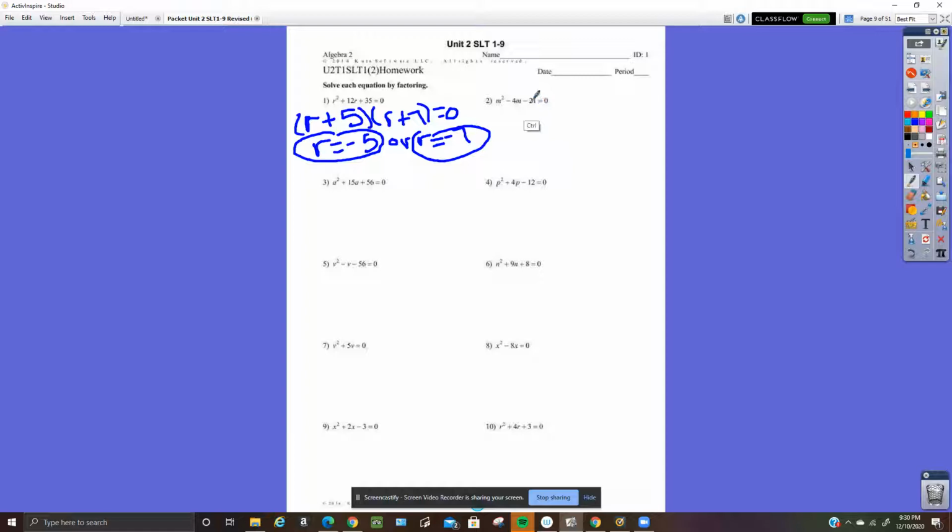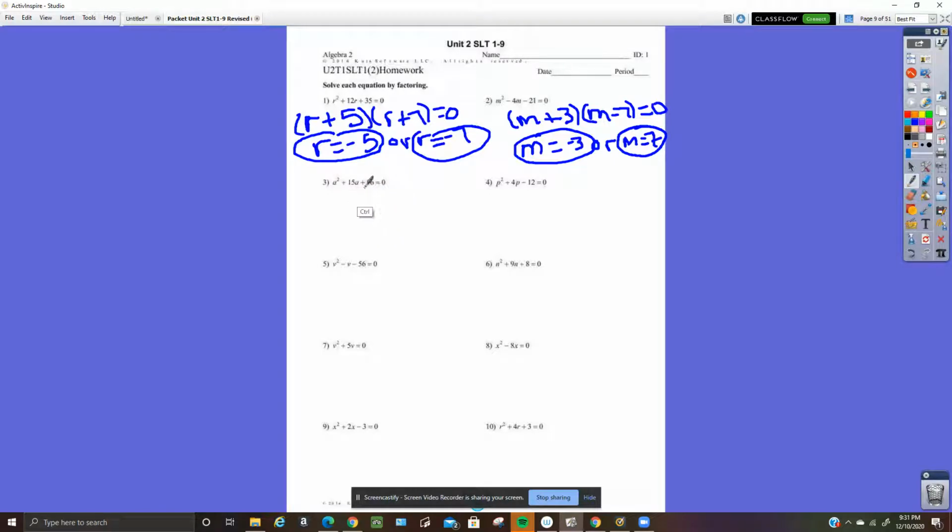Number 2, you want to find the factors of -21 that add up to -4. Would be -7 and +3. So m plus 3 and m minus 7 equals 0. So 7 or -3. Those are solutions there.